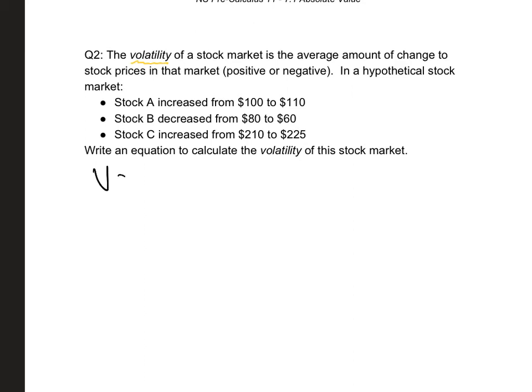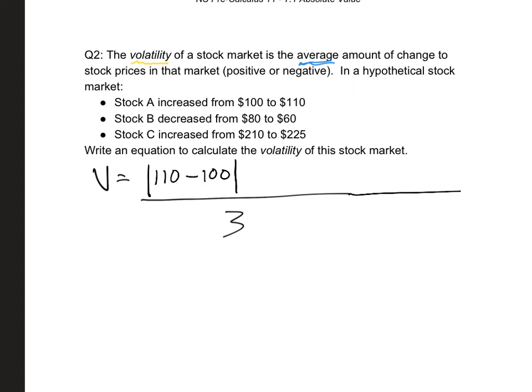So our volatility is going to be the average amount of change. We have 3 different stocks here. So we're going to take whatever our answer is and divide it by 3 to get the average. Now for stock A, it increases from 100 to 110. So we're going to look at the difference in value by taking the new value, subtracting the old value, and taking the absolute value of that expression. So that's stock A.